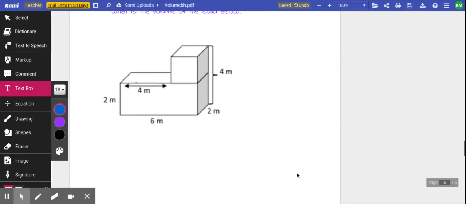All right, let's go ahead and try this second one out. What is the volume of this solid? So the first thing you want to do again is to label the two different shapes that you see in front of you. Label them shape A and shape B.